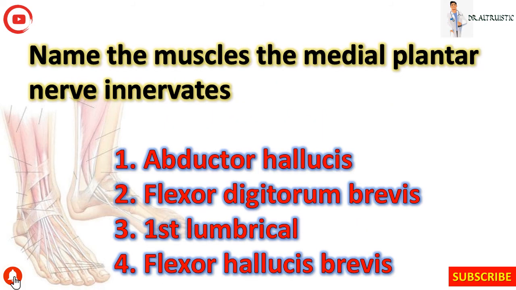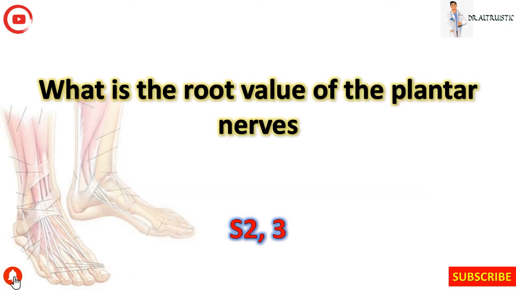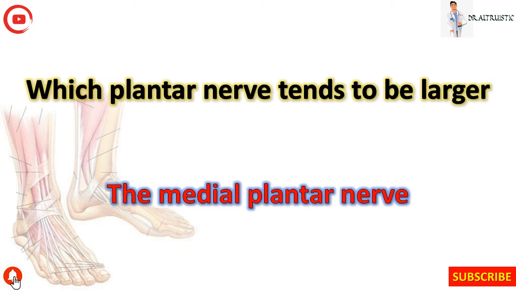Name the muscles the medial plantar nerve innervates. 1. Abductor hallucis. 2. Flexor digitorum brevis. 3. First lumbrical. 4. Flexor hallucis brevis. What is the root value of the plantar nerves? S2, 3. Which plantar nerve tends to be larger? The medial plantar nerve.